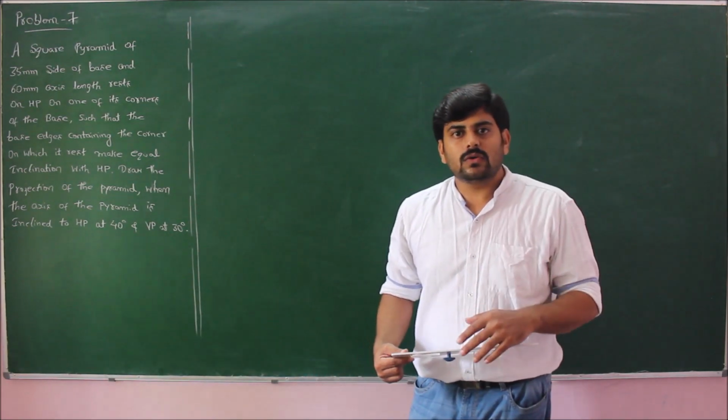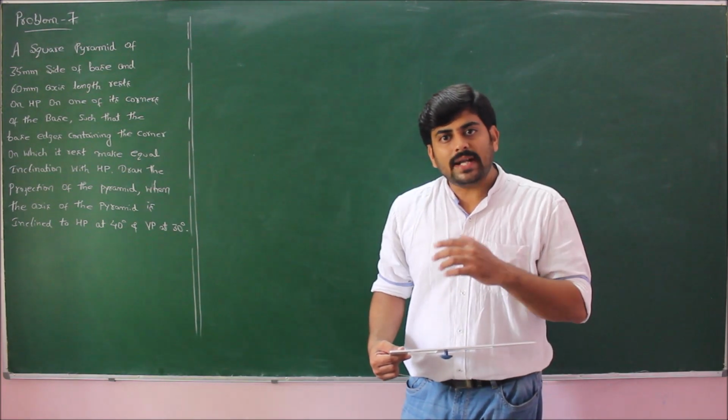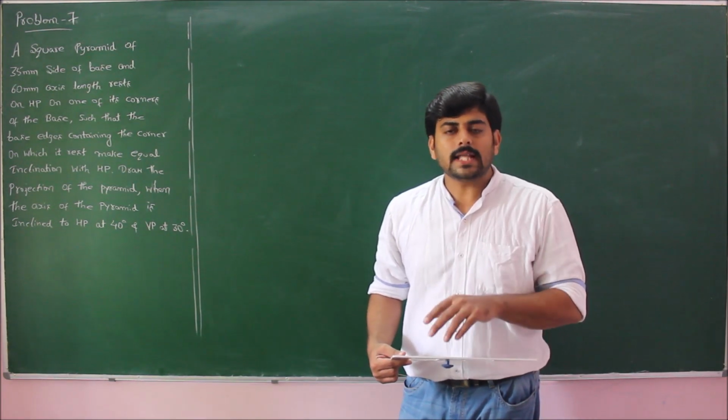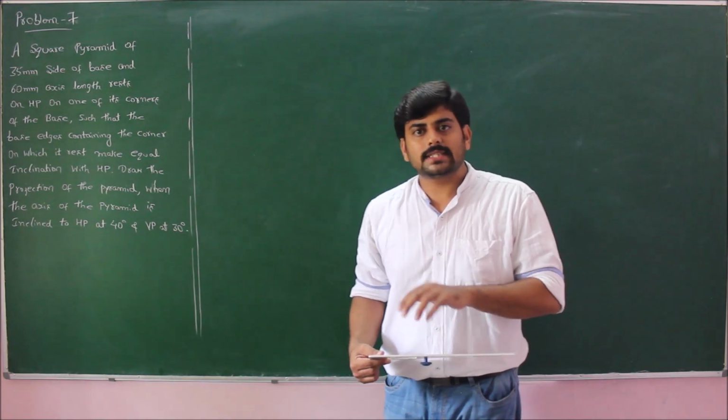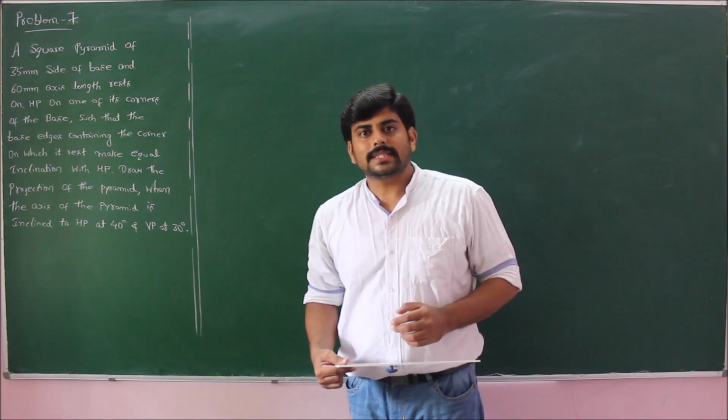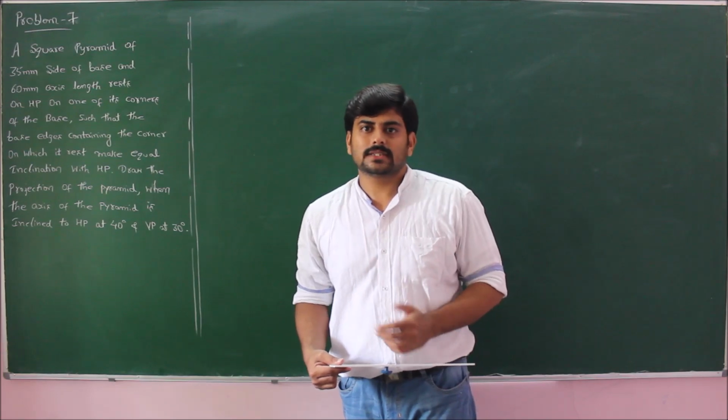Therefore, in the final view, we will be getting the apparent axis. Hence, we should find the apparent inclination for this problem, which is nothing but the beta angle.